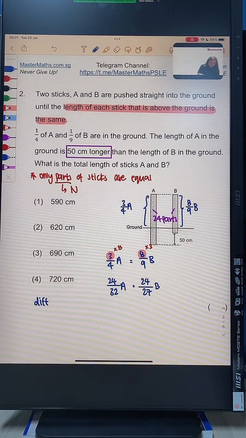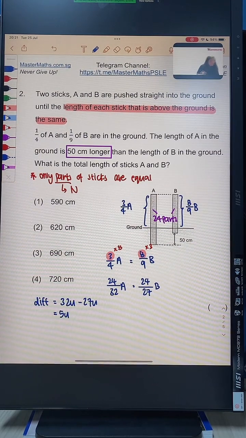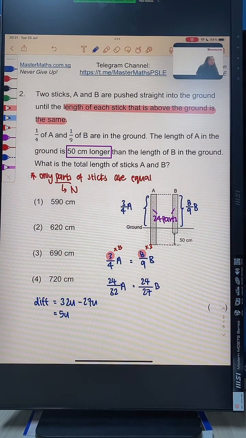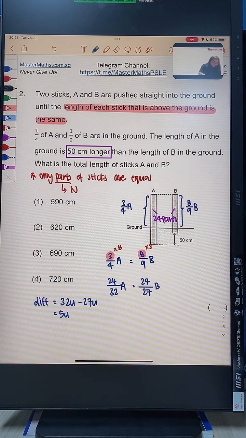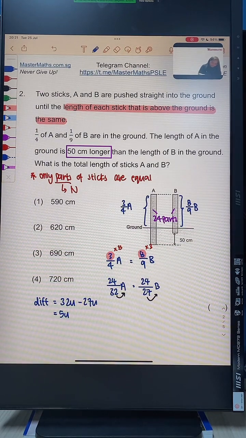The difference between A and B is 32 units minus 27 units to give us 5 units. Agree? The difference between A and B is 32 units minus 27 units. That means A is 32 units long and B is 27 units long. Okay? Therefore, 5 units will be our 50 cm and 1 unit will be our 10 cm. Alright.